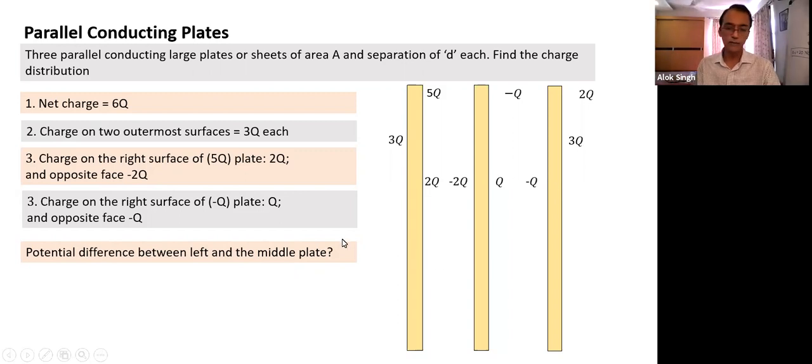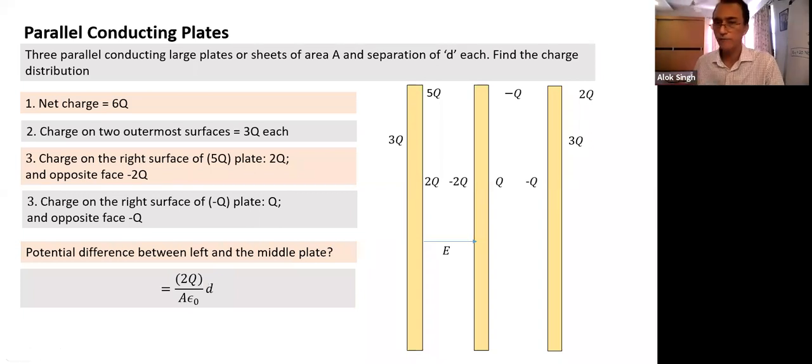We have already done it in the previous sheet. The field E will be equal to how much? The charge on either plate, whichever, is 2Q, divided by the area into epsilon into the distance. That's the potential difference. Which of the two plates will have higher potential, the left plate or the right plate? Since the left plate has positive charge, the left plate will have higher potential compared to the middle plate.